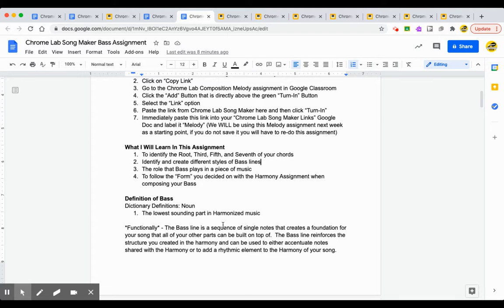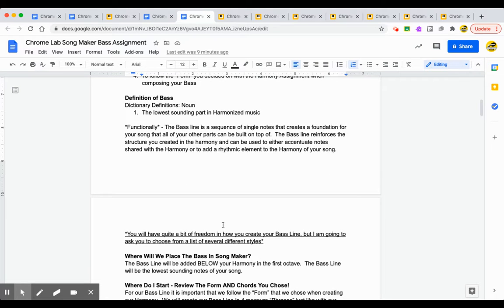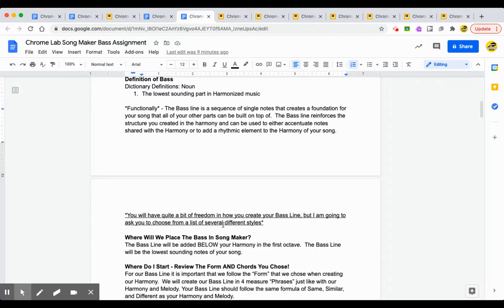That creates a foundation for your song that all of your other parts are built on top of with higher sounding notes. The bass line reinforces the structure that you created with your harmony and can be used to accentuate notes that are shared with the harmony or to add a rhythmic element to the harmony of your song. So a very important role. If you realize you are playing the bass line, you are adding really important harmonic and potentially rhythmic elements to the song. If you have a rhythmic element in particular, you're going to want to play that a little bit louder so that it can be heard by our audience.